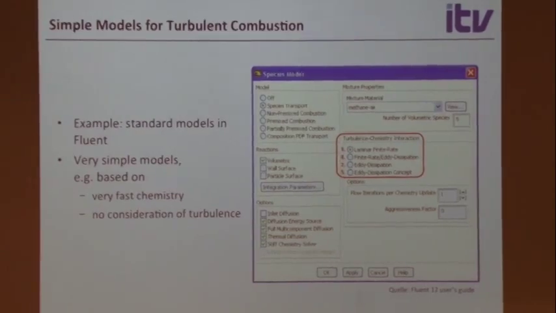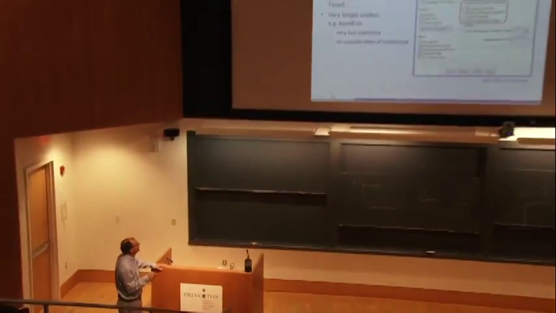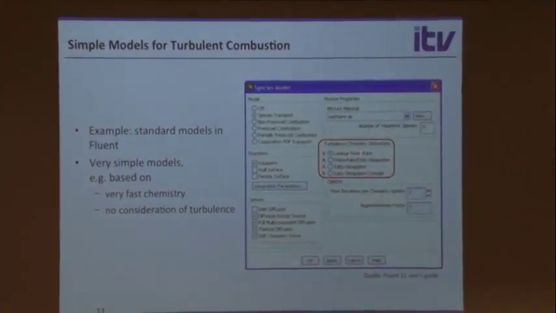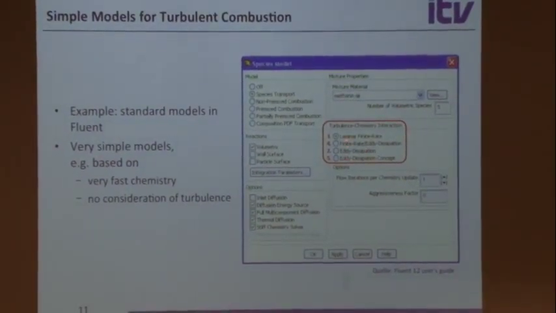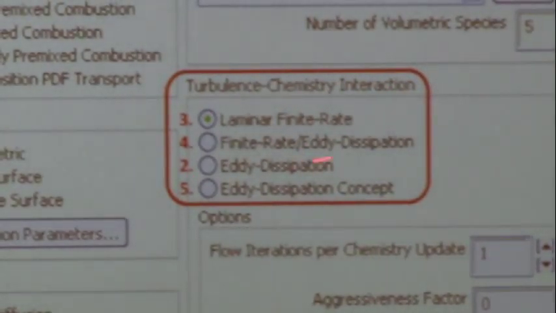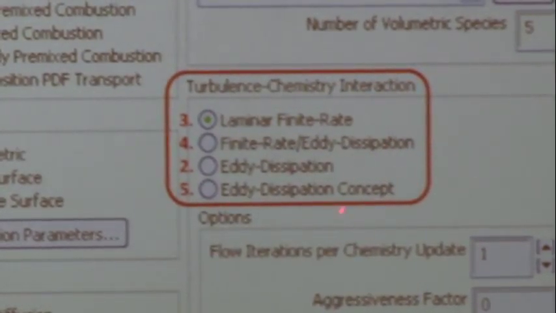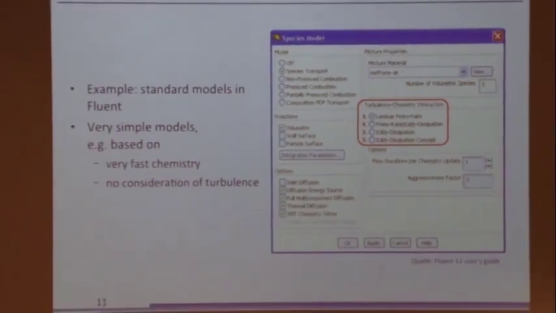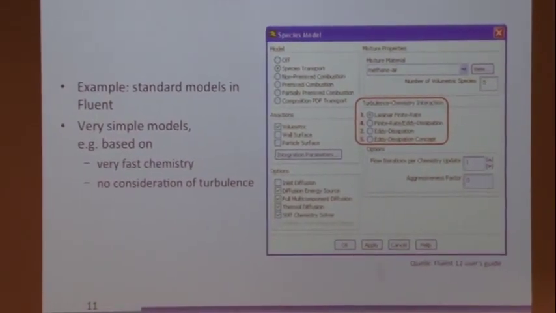Okay, so let's look at some of these more simple models. There are several ones. This obviously is a window here in the graphical user interface that you get when you use the Fluent code. And I don't know the details of this, but you see here, there's a section here, turbulence chemistry interaction model, and there's laminar finite rate, eddy dissipation, eddy dissipation concept. So they sound all very similar, and if you just look at this, you don't know much about it. It's really hard to see what the differences are.